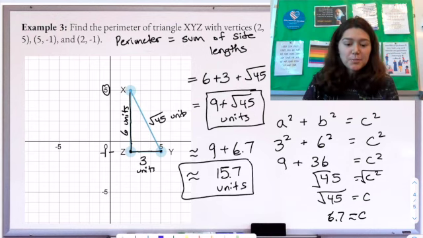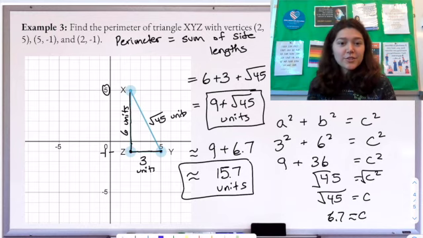So for these perimeter problems, we need to find the lengths of all 3 sides, which is normally going to require using the Pythagorean theorem, and then we add those together. And that's how we apply the Pythagorean theorem to solve problems. Great job, everyone!